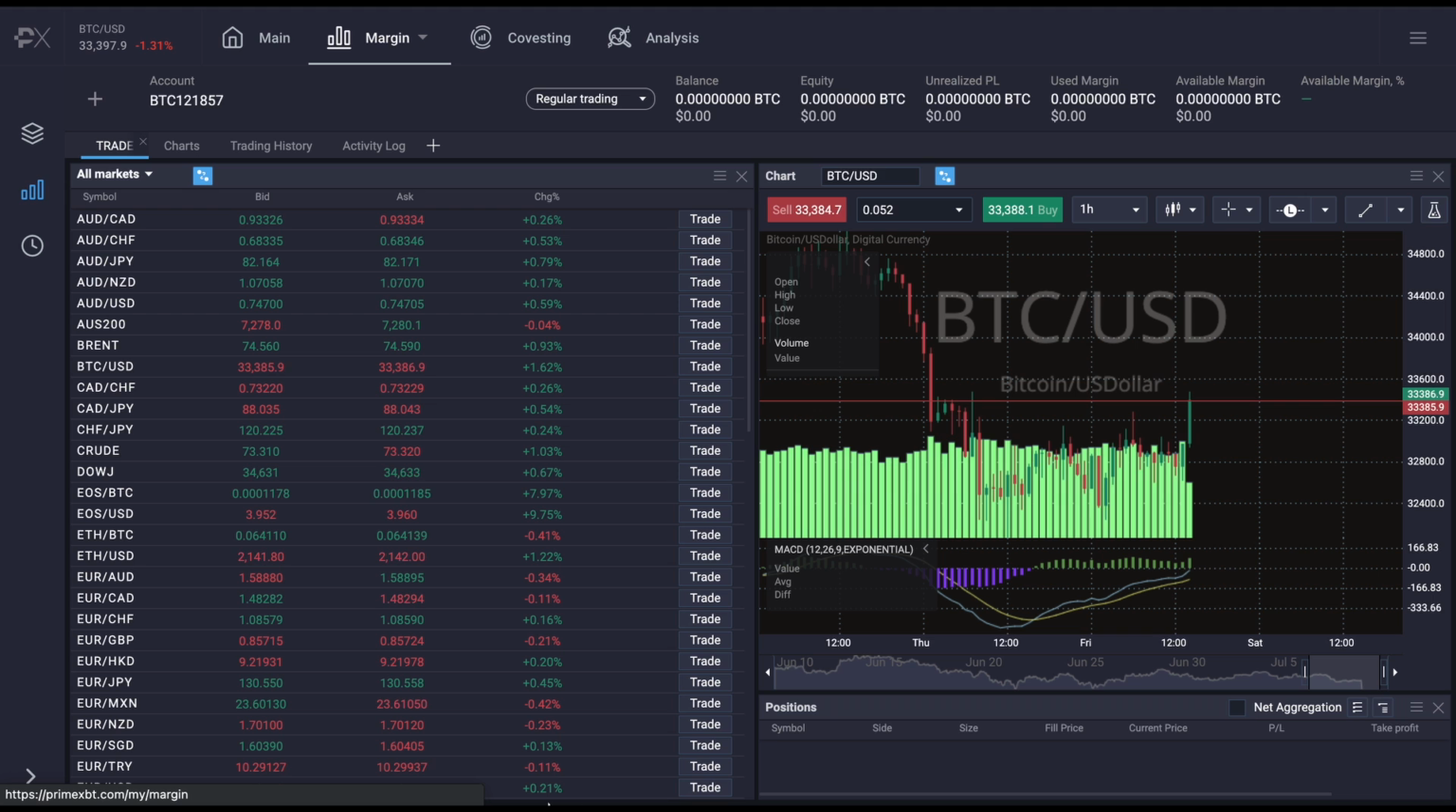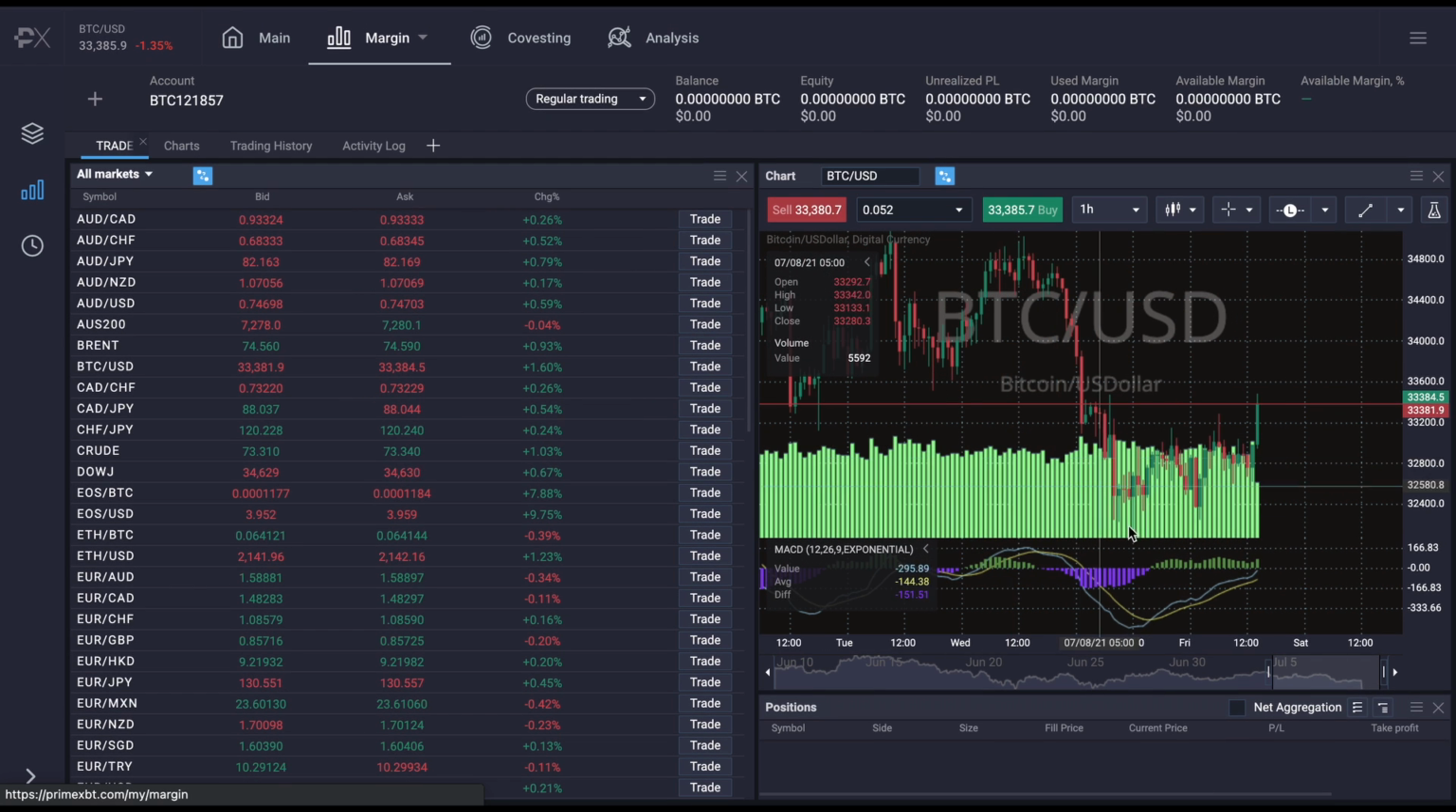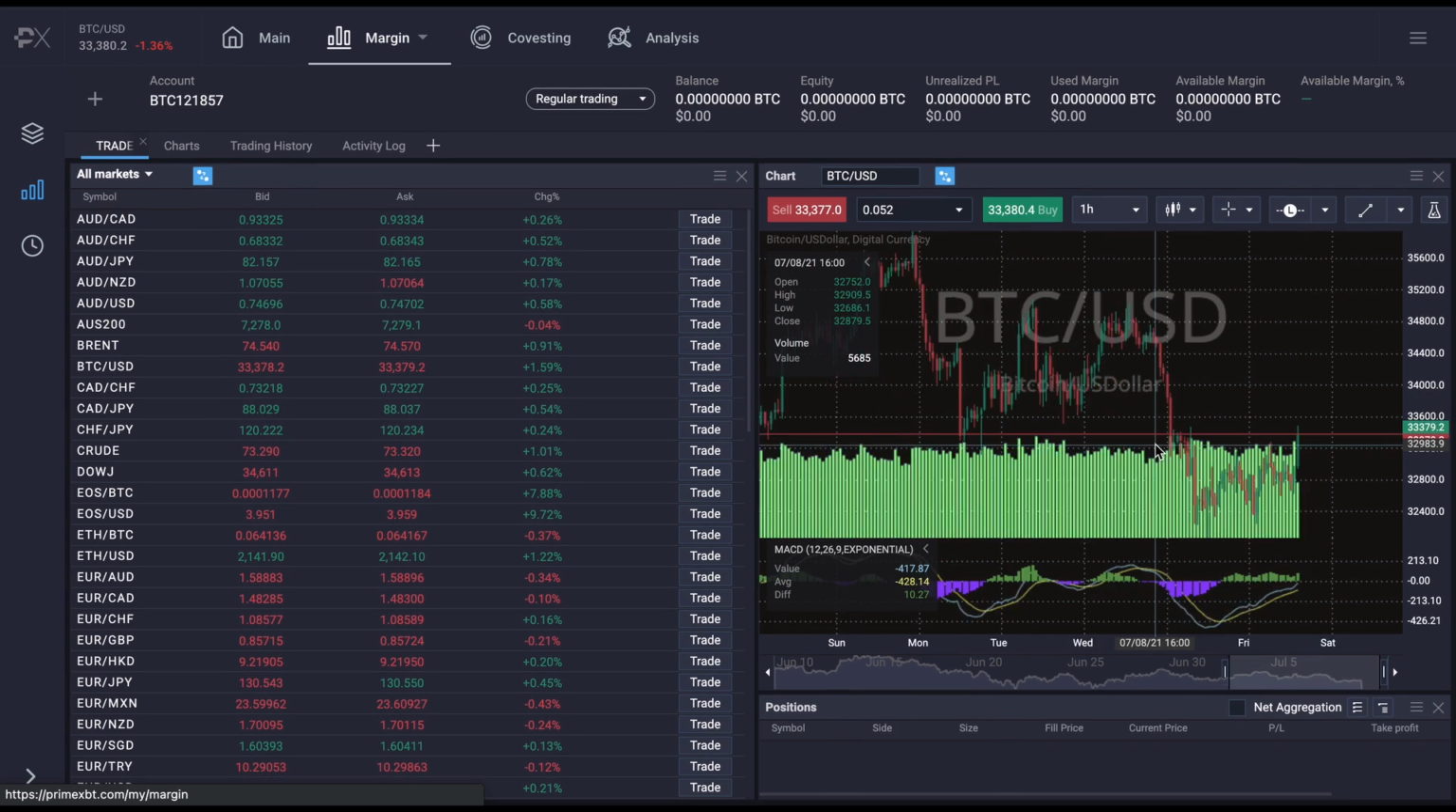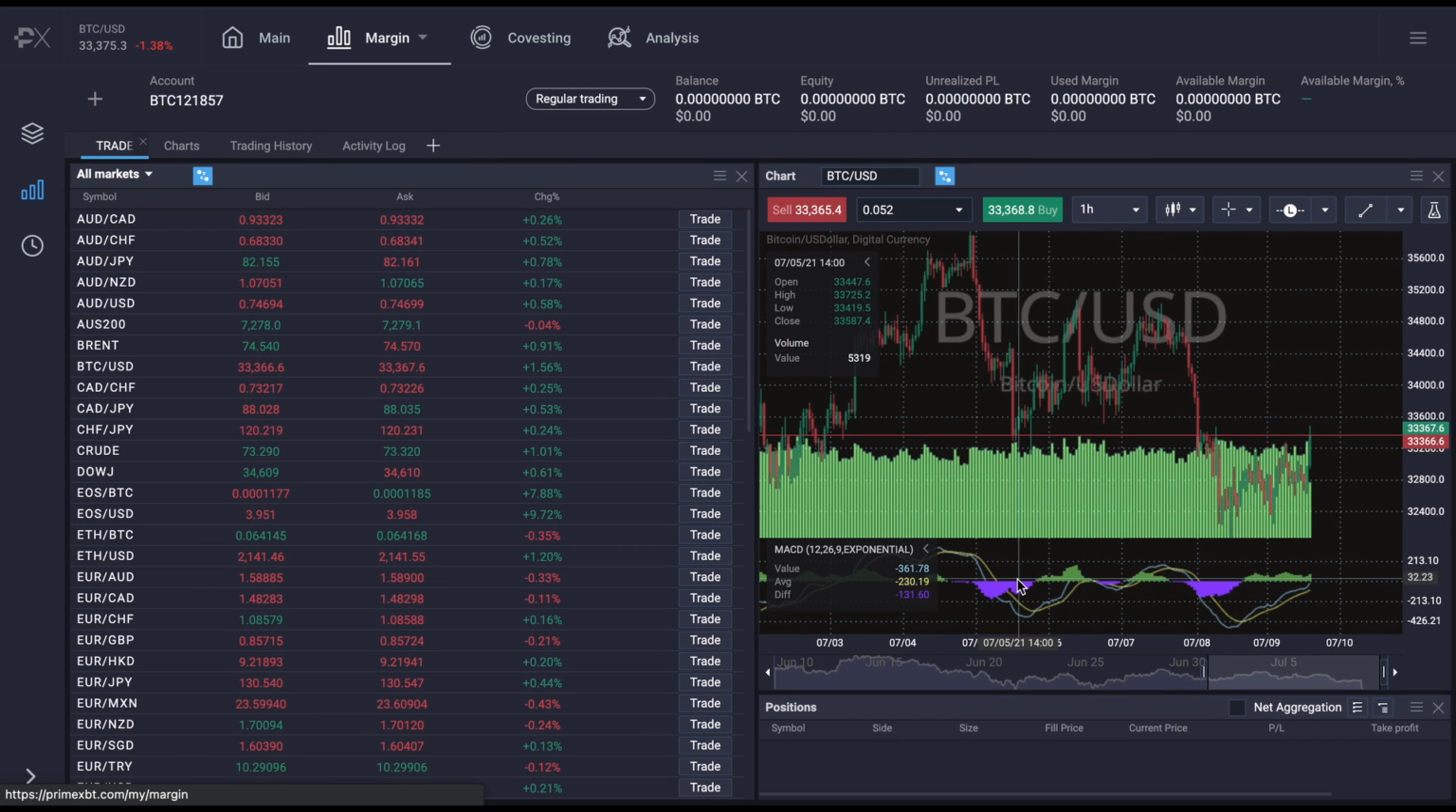So when I'm trading on Prime XBT, I do like to use the MACD, as it gives me a clear indication, or not a clear indication, but it's my preferred indicator in order to get an edge on the markets. And generally what I look for is the histogram bars either declining or increasing, as well as a crossover of the signal line and the MACD line, and that sort of gives me a gauge of whether to enter.